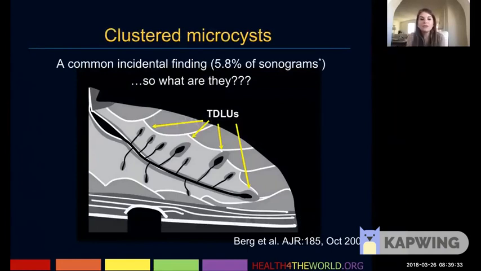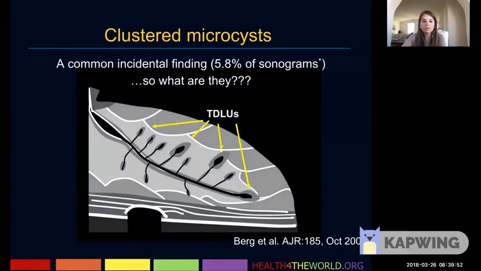Now let's move on to review clustered microcysts. This is another type of cystic lesion we see within the breast. These are common incidental findings. In a study by Berg published in AJR, she found them incidentally in almost 6% of ultrasounds.